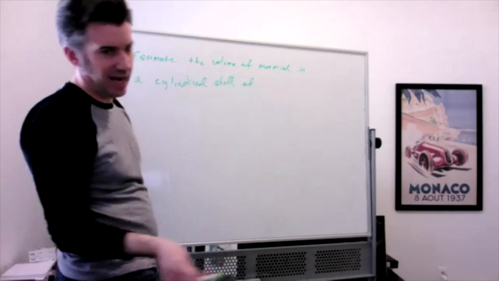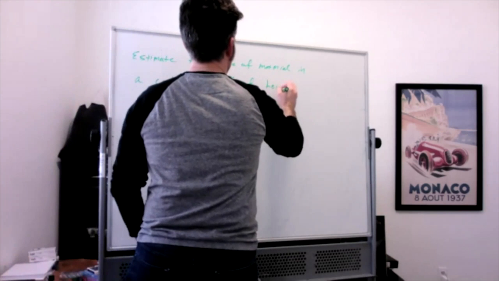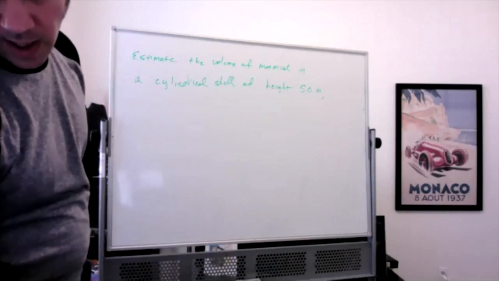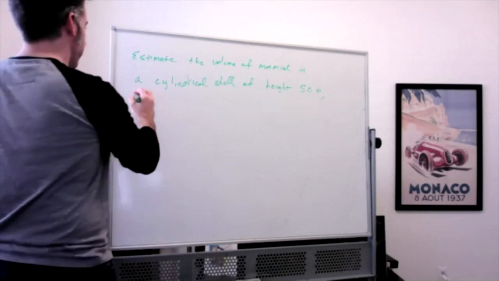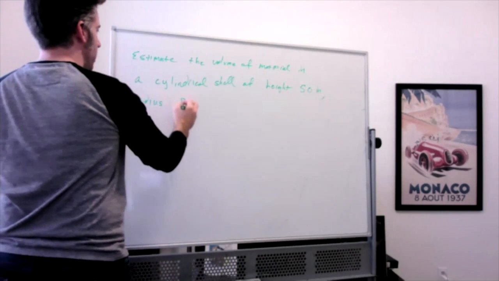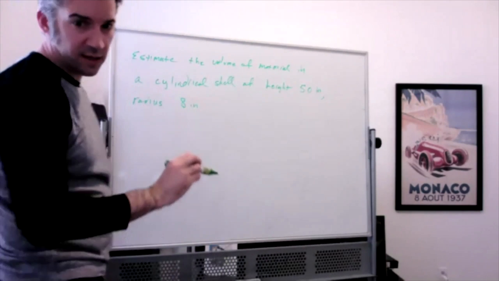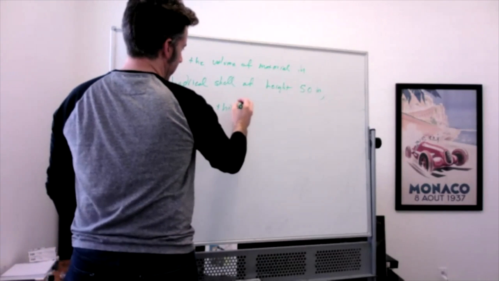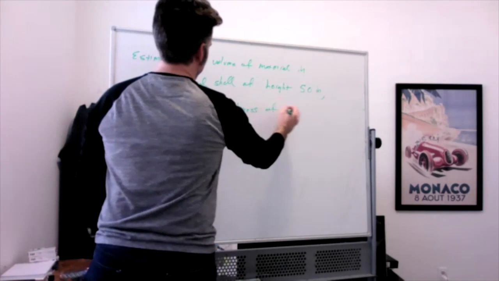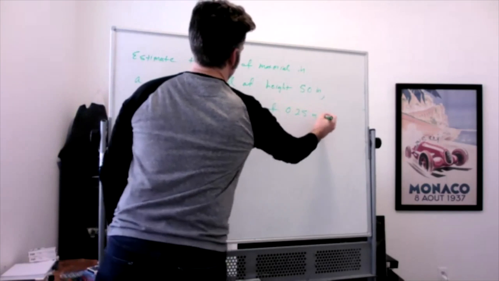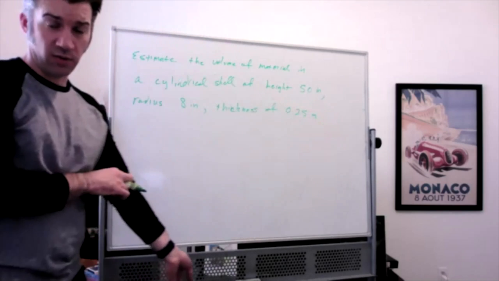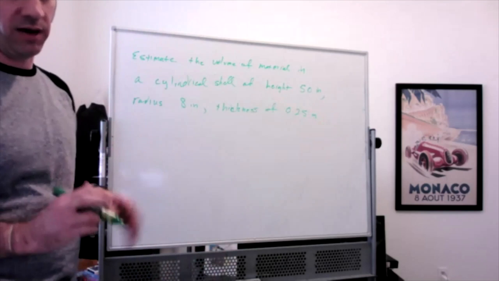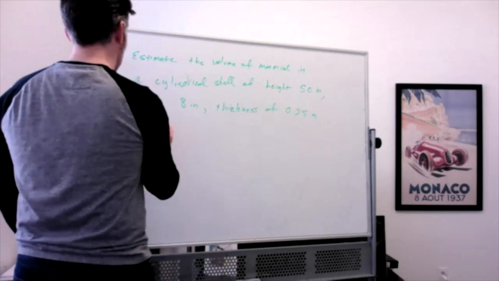It says length, I'm going to say height, of height 50 inches. A radius of 8 inches. And a thickness of 0.25 inches. So let me draw what we're looking at. We don't want to actually calculate this, we want to estimate it. We could actually calculate it, I'll talk about how. But here's the picture we're looking at.